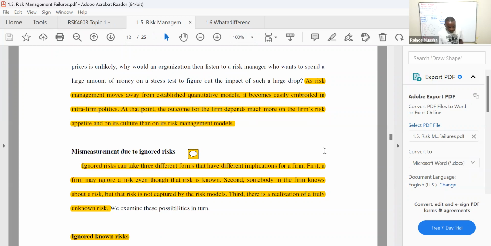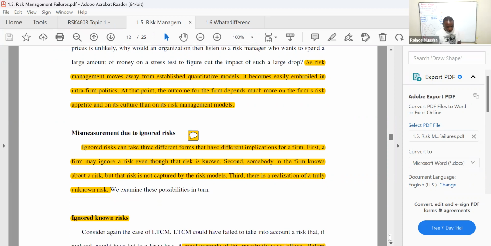So when you look at mismeasurement due to ignored risks, they say ignored risks can take 3 different forms that have different implications for a firm. First, a firm may ignore a risk even though the risk is known. Second, somebody in the firm knows about the risk, but the risk is not captured by the risk models. And third, there is a realization of a truly unknown risk.